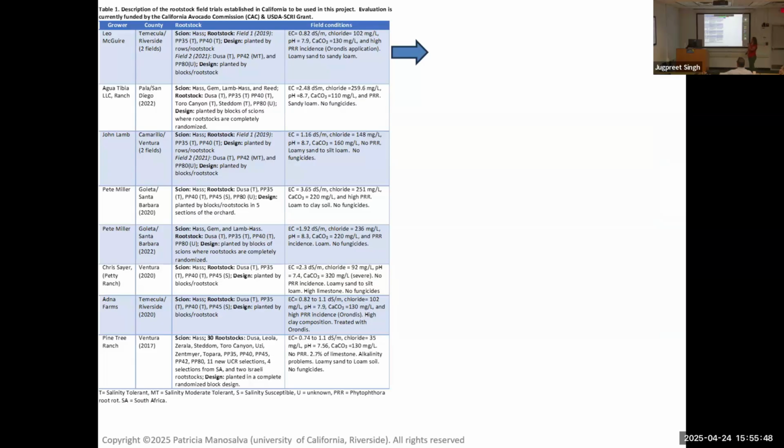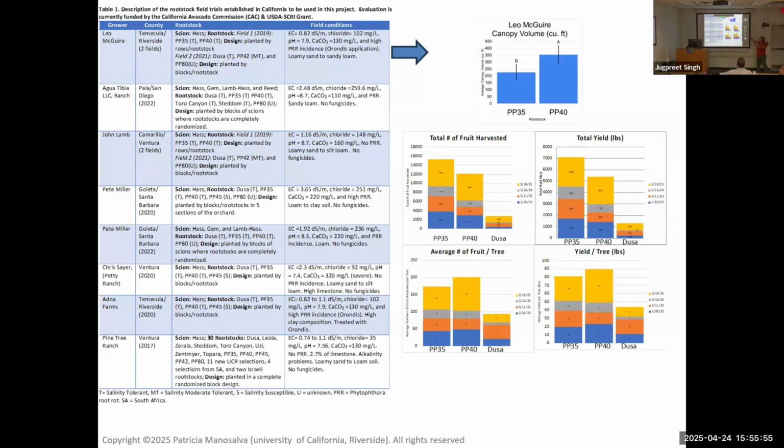So we have all of this grown and tested in the orchards by the farmers, and getting the production data, which is the most important. This is an example of the production data. I point this one out so you know what I was talking about, the PP35. The PP35, depending on the environment, makes the tree small. You can see here PP35 versus PP40 in this plot with high salinity and chloride. It's half the canopy of the PP40, but it's a very vigorous, very nice tree.